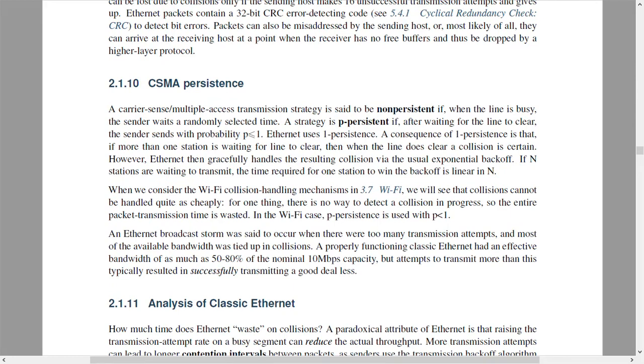CSMA is non-persistent if it is waiting for the line to be busy, and it just randomly starts listening again. It's persistent if it's waiting for the line to clear, so it's actually listening for silence. That means it's persistent. Not critical, but it is handy to know this information.